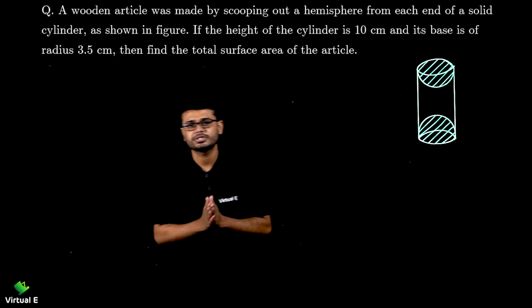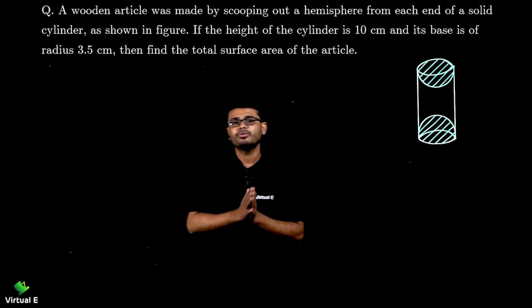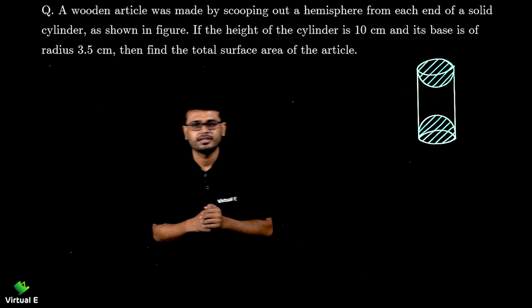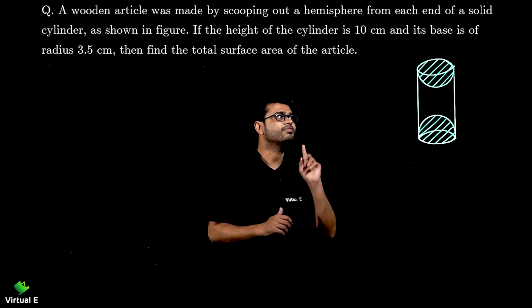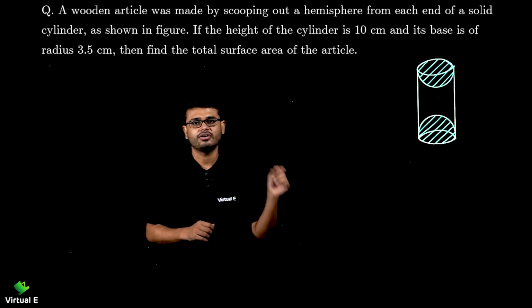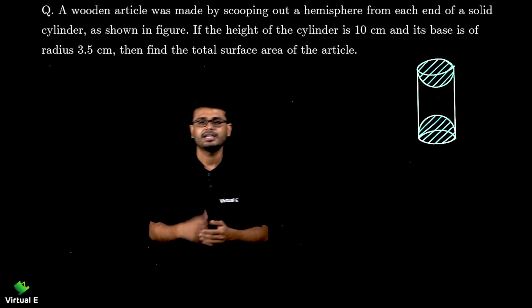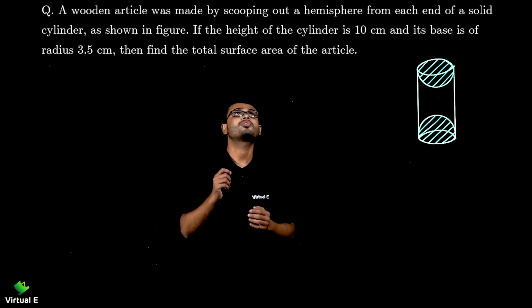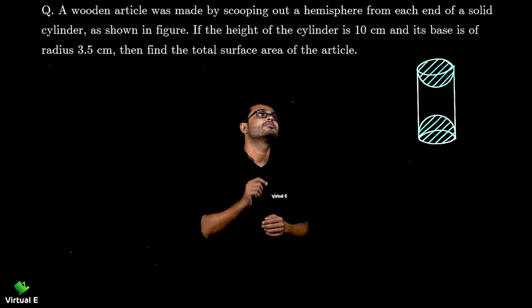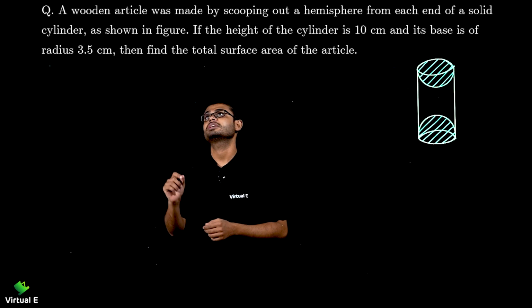Let's discuss one more question. In the previous question, we removed a cone from the cylinder. Now from the cylinder we are removing two hemispheres and we need to find the surface area of this solid shape. Let's start. A wooden article was made by scooping out a hemisphere from each end of a solid cylinder.